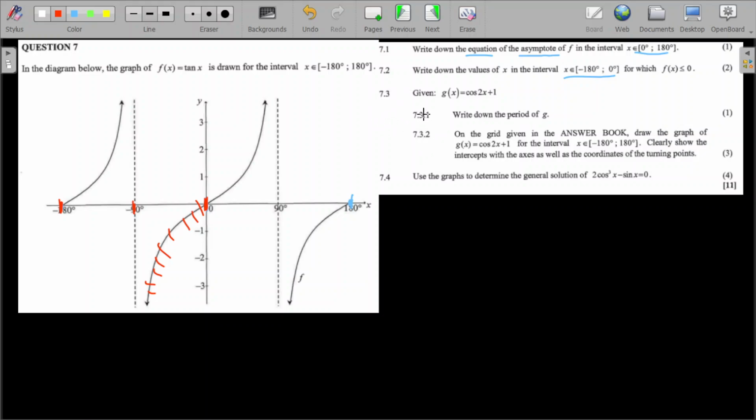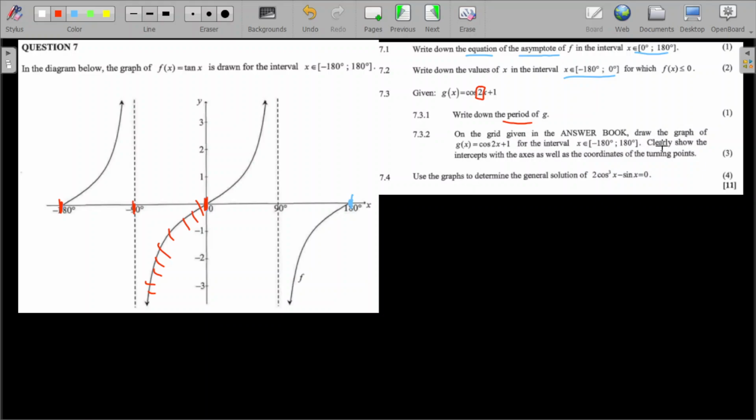Yes, 7.3, it's saying g of x is cos of 2x plus 1. Okay, writing down the period. Now it's very important, again, this 2 here. What does this 2 tell us in terms of the period? The normal period of a cos graph is 360. The very important thing is that you come to a conclusion in terms of what the period of the cos graph is.